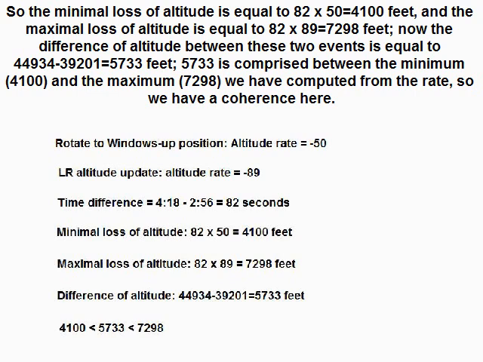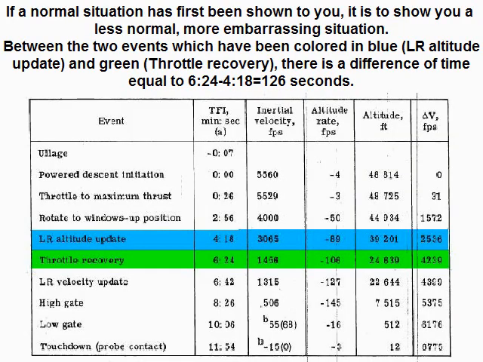5733 is comprised between the minimum 4100 and the maximum 7298. We have computed from the rate, so we have a coherence here. If a normal situation has first been shown to you, it is to show you a less normal, more embarrassing situation. Between the two events which have been colored in blue, altitude update, and green, throttle recovery, there is a difference of time equal to 6 minutes 24 minus 4 minutes 18 equals 126 seconds.